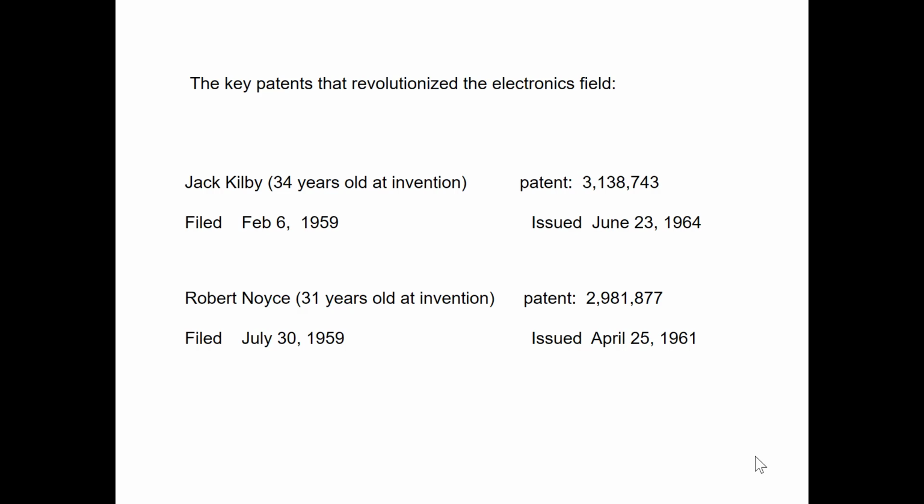Something else that's interesting to observe is the age of these individuals when they made these inventions. Jack Kilby was 34 and Bob Noyce was 31. What you'll see is that a lot of the major innovations that take place in many fields, but certainly in the microelectronics field, happen to people that are very early in their career. So as you're sitting here right now and you get some idea, don't discount it too much. It may well be the idea that really makes things happen in a year or 2 or 3.